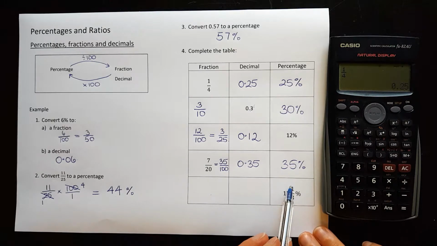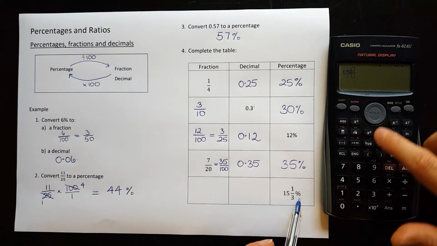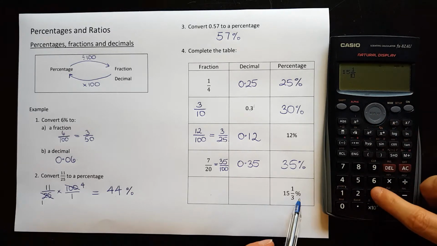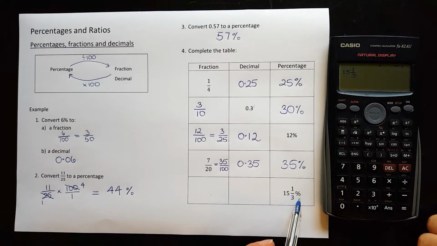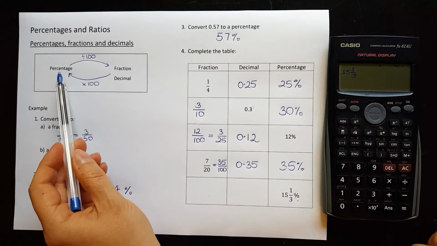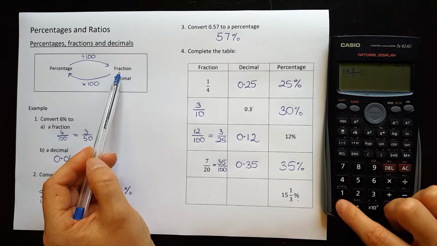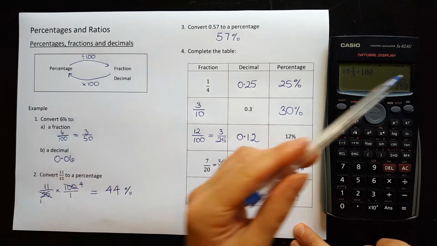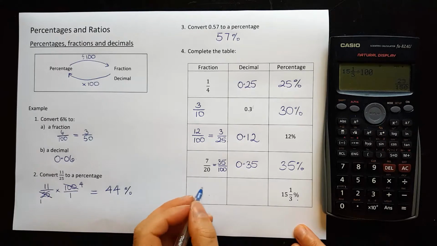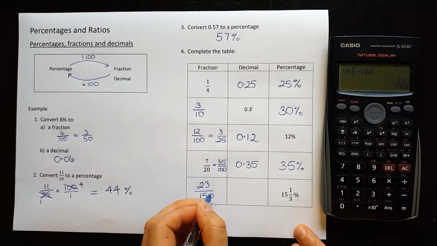So I have 15 1/3%. Typing that in, I have 15 1/3. Okay, if I want to change that to a decimal or a fraction, I need to divide it by 100. So divide by 100, and my calculator gives me the fraction straight away, which is 23/150.